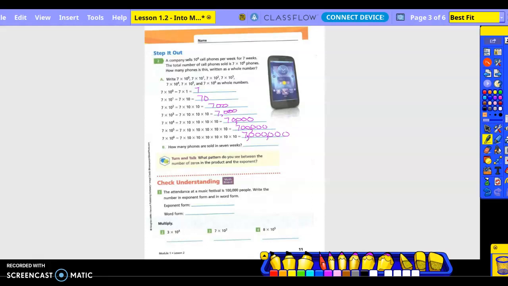So how many phones are sold in 7 weeks? 7 million phones.